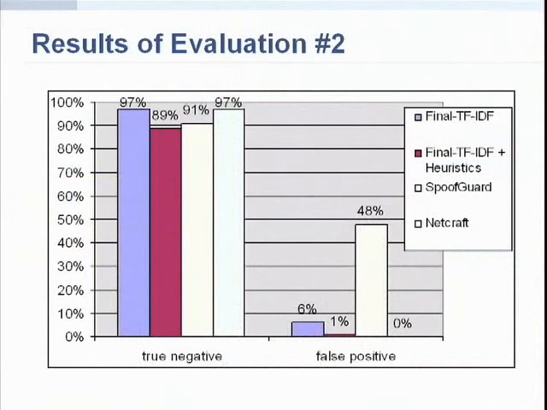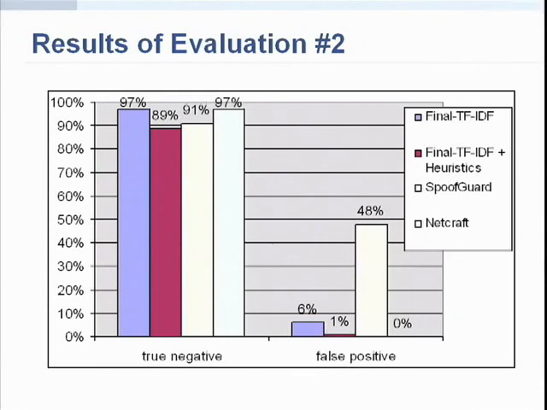So final TF-IDF, this is the one that I described to you earlier. This is without any of the heuristics. It did about 97% in this case in identifying fake websites, so that's really good, and had about a 6% false positive rate. The difference between the 6 and the 10% is probably within statistical noise, but we haven't really done any tests on this, so it's more my conjecture.